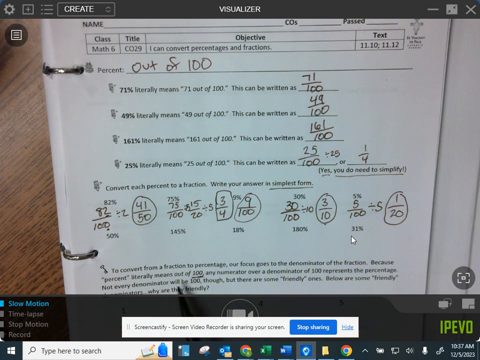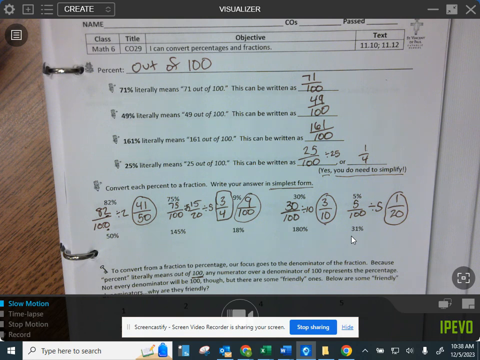Not every denominator will be 100 though. We do have some friendly denominators. Below are some friendly denominators: 1, 2, 4, 5, 10, 20, 25, 50. Why are those friendly denominators? Callie?